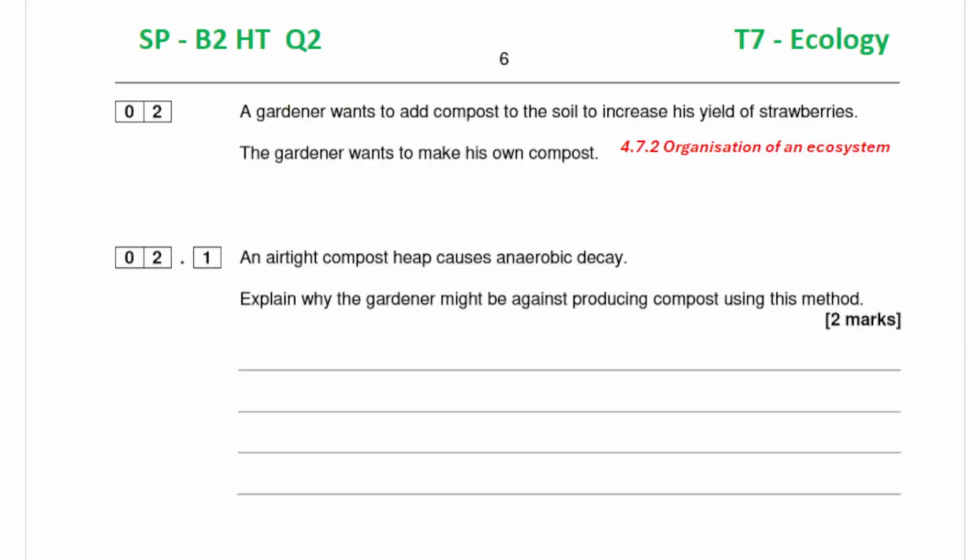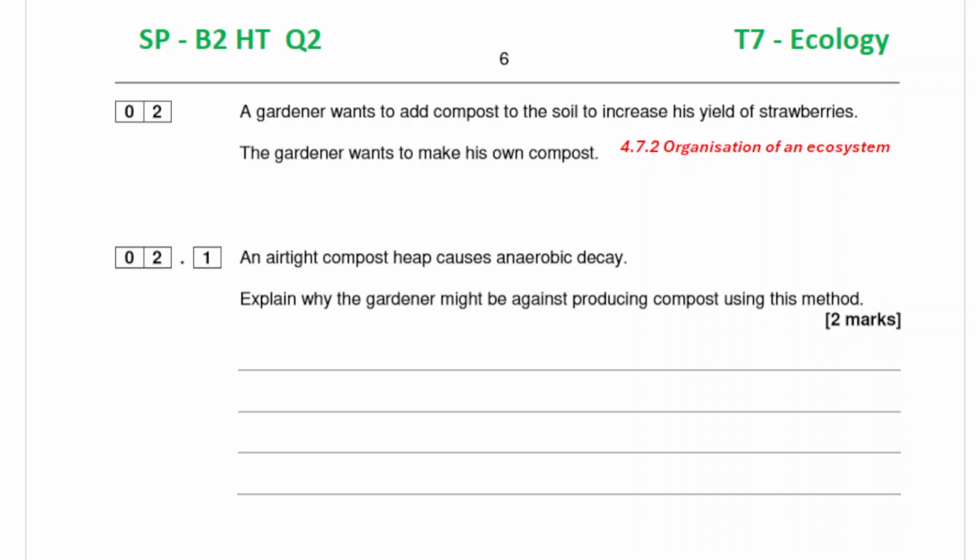2. A gardener wants to add compost to the soil to increase his yield of strawberries. The gardener wants to make his own compost. An airtight compost heap causes anaerobic decay. Explain why the gardener might be against producing compost using this method. Now, remember, anaerobic respiration produces methane gas, which is a greenhouse gas, and it also smells bad as well. So the gardener might want to avoid doing that.